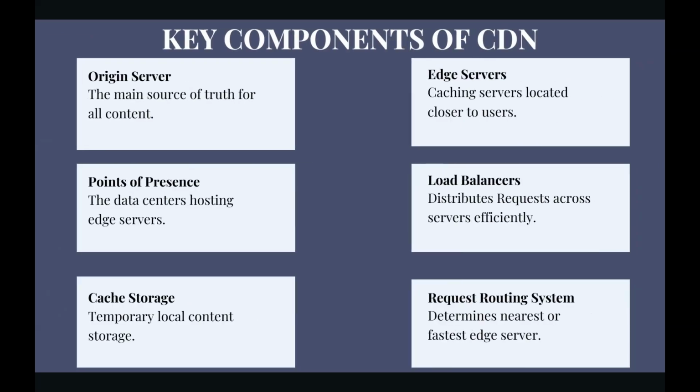A CDN has several key parts working together. The origin server, which is the main source of all content; the edge servers, which are the caching servers located closer to the users, which use cache storage, which temporarily stores the content; the points of presence, which are the data centers that host these edge servers; load balancers, which distribute the requests across the servers efficiently; and the request routing system, which determines the nearest or the fastest edge server.